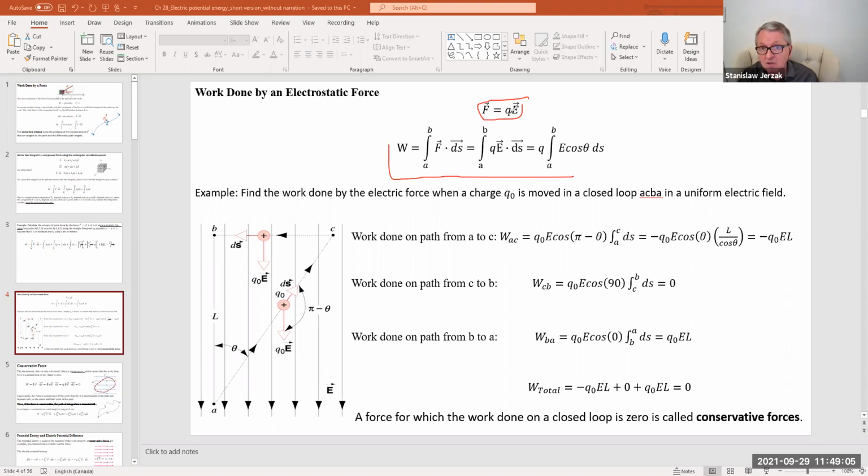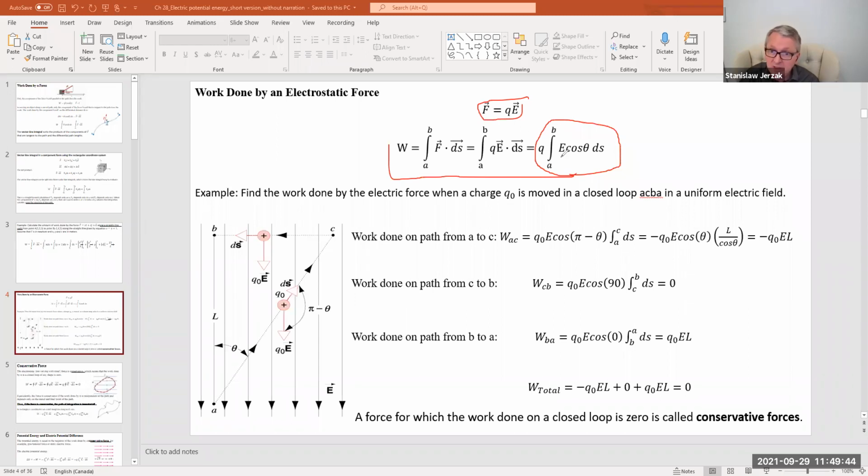Instead of F, I substitute Q times E. Q is constant, so I can take Q in front of the integral, and then the work can be evaluated using the integral of E dot ds. But E dot ds I can write as E cosine theta ds, where theta is the angle between vector E and the displacement s. Right? So that is the general expression for how you would calculate work done by the electric force. And that would be the line integral along any curved line from initial point A to final point B.